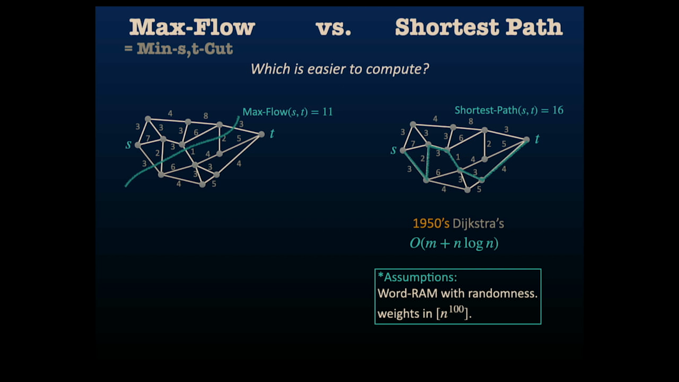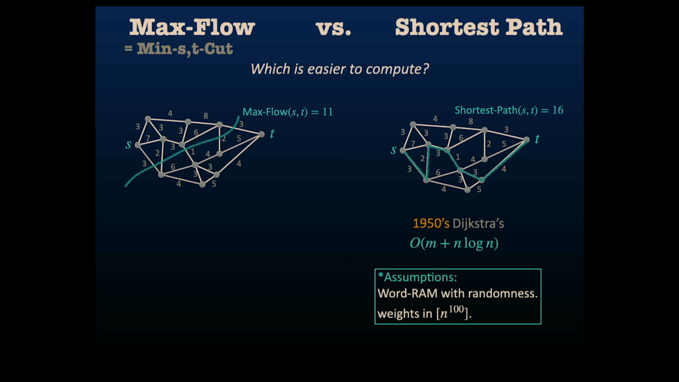Okay, so here are two problems. In both problems, we get a graph. In this case it's undirected. It has edge weights, and we have a pair S and T, source and target. In shortest path, we want to find the shortest path, the cheapest way to go from S to T. In max flow, we want to push the maximum amount of flow from S to T while respecting the edge capacities.